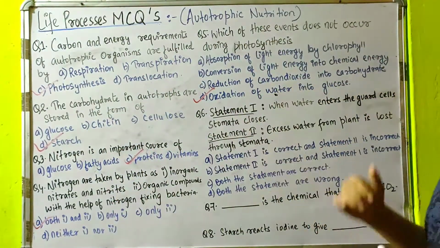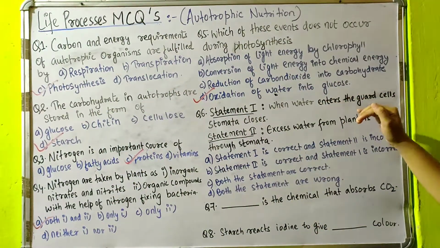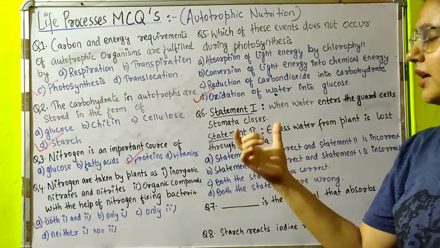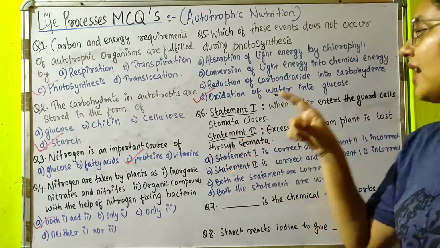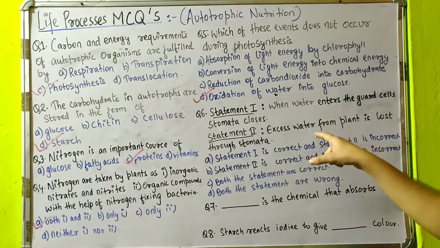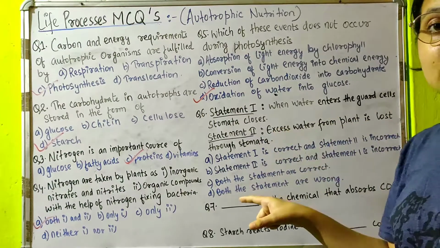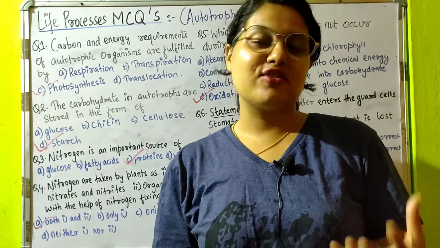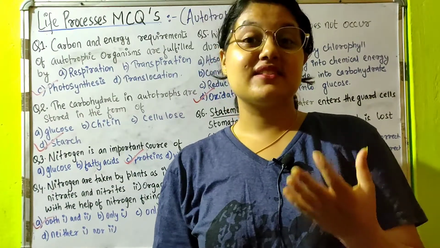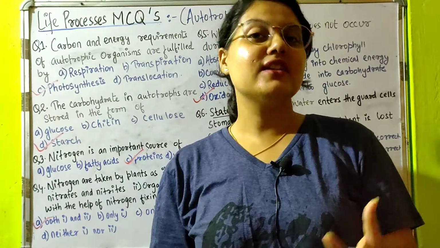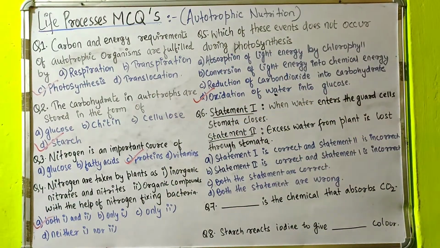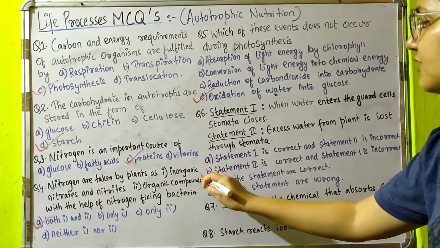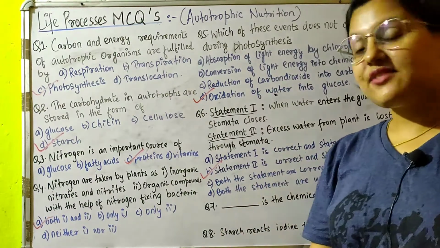So let's see which one is correct now. When the water enters the guard cell, stomata closes. But we saw that when the water enters the guard cell, the stomata actually opens. It is opposite, right? Now second, excess water from the plant is lost through stomata. Right, that is correct. Stomata is an opening from where the water is lost in the form of water vapor. That means statement 2 is correct and statement 1 is false. Alright, and which option is correct from here? Statement 2 is correct and statement 1 is incorrect. That is option B.